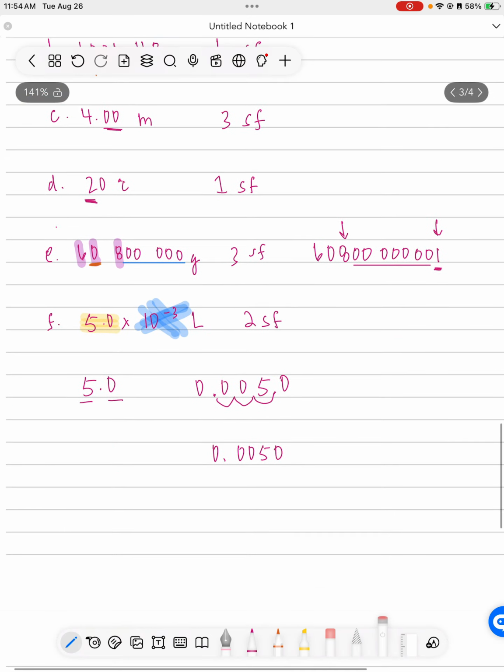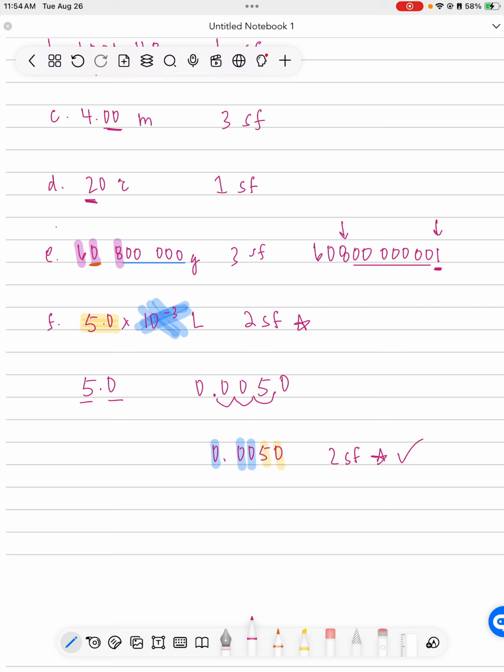So let's come back down to our new number. And let's highlight what's not significant in blue. Leading zeros are not significant. So not significant, not significant, not significant. What does that leave us with? It leaves us with 5, which is a non-zero digit, which is significant, and a trailing 0. So how many significant figures do we have? 2, which is the exact same as up here.